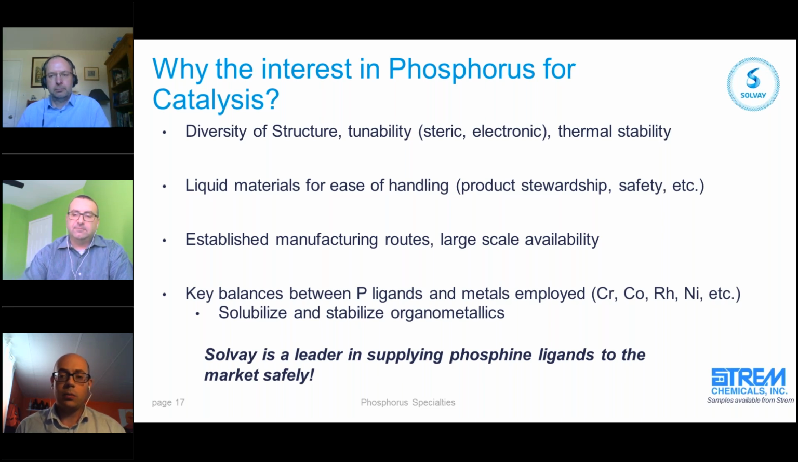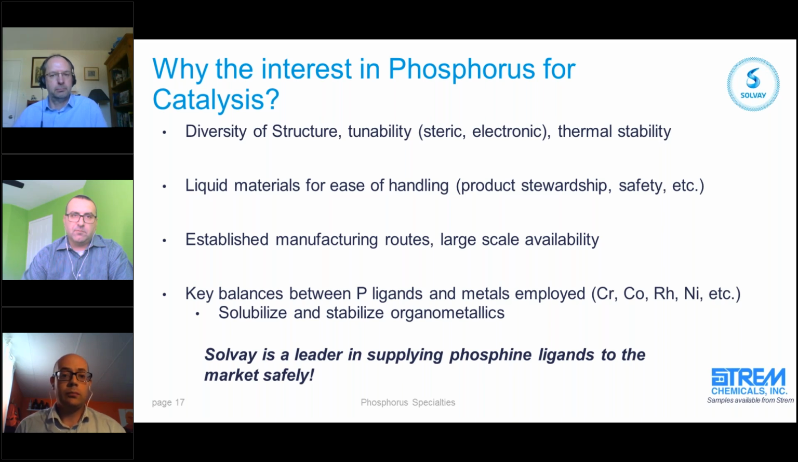And ultimately, we work with our end users to find that key balance between these phosphorus ligands and the metals that are being used. And we really are a leader in supplying these at commercial scale to the market safely. And with our partnership with Strem supporting the sampling and the research functions of it too, it's a really great combined effort now to get these into researchers' hands, and we hope everyone finds use from them today.